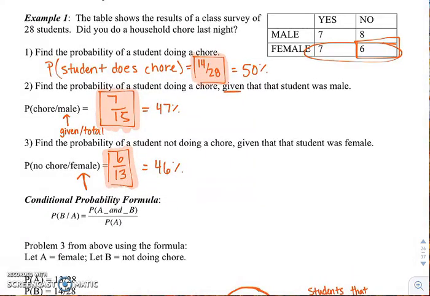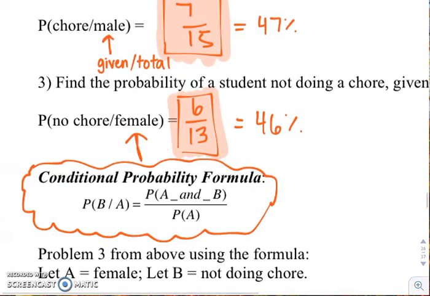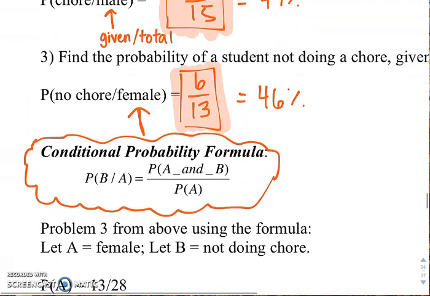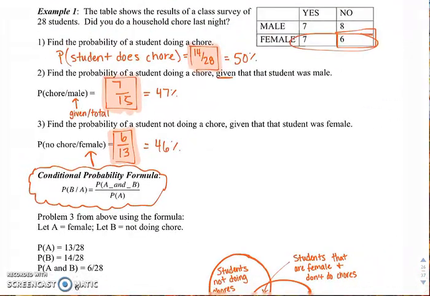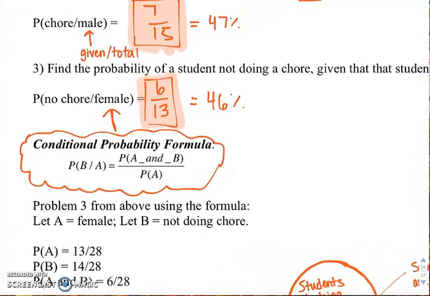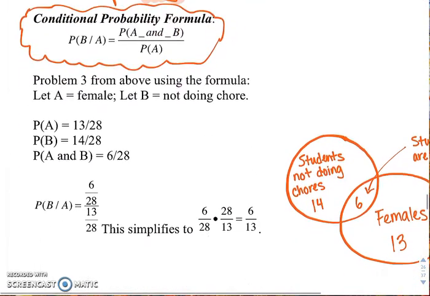Now we do have a formula down here for conditional probability of B given A. So what we have to do is find the probability of A and B. So we find that overlap and divide it by the probability of the first event. That's the equation. I think that makes it more complicated than we need to. I like to take it back to Venn diagrams. So if we look at problem 3, which was the one we just did, find the probability of a student not doing a chore, given that the student was a female, it goes through and walks you through that formula.